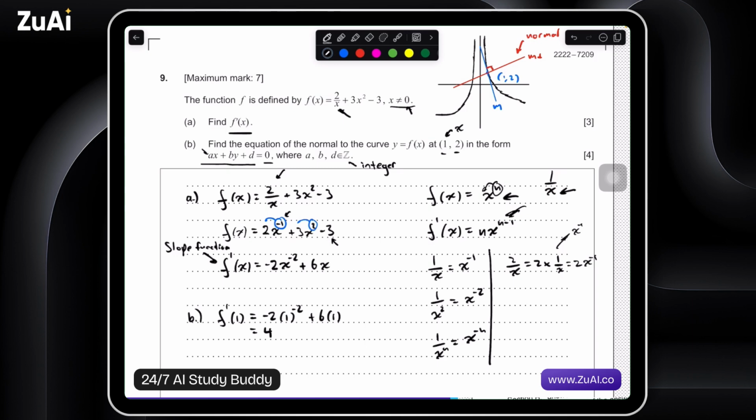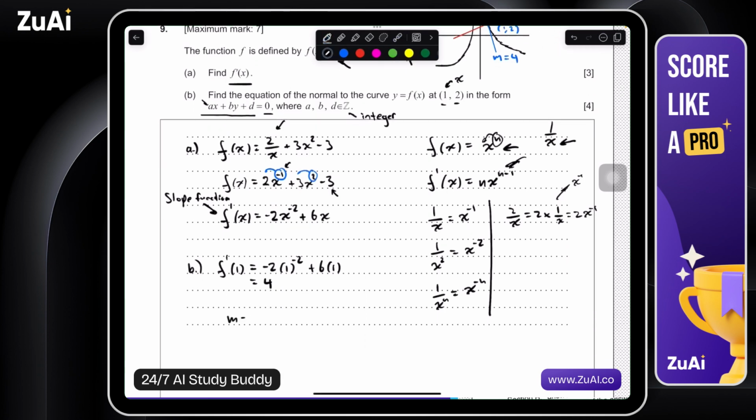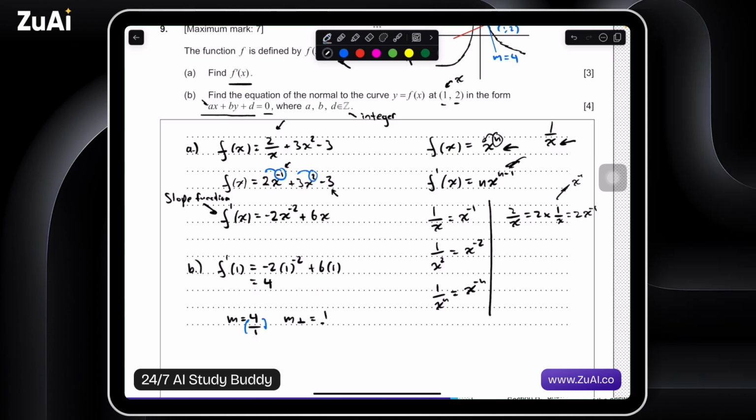Alright, so we know that the slope of this line at (1, 2) is equal to 4. So I'm actually going to write that in here. The slope of this tangent line at this point (1, 2) is equal to 4. Okay, so if we know that m is equal to 4, then m perpendicular, so 4 is the same as 4 over 1, m perpendicular is going to be equal to 1 over 4 multiplied by a negative.